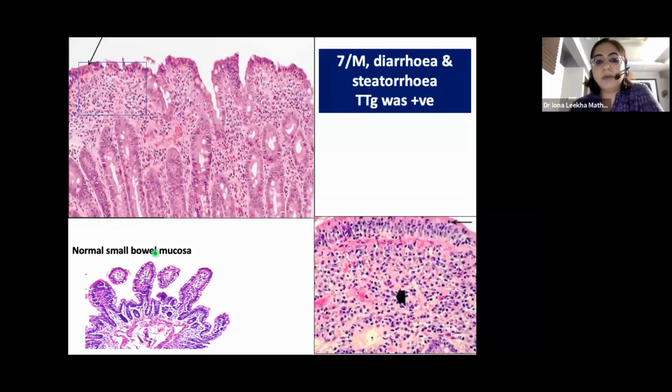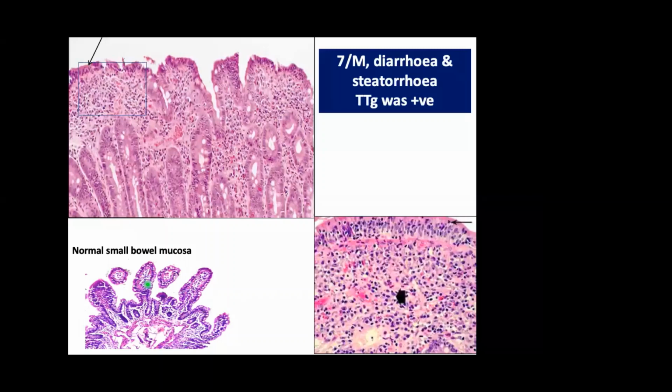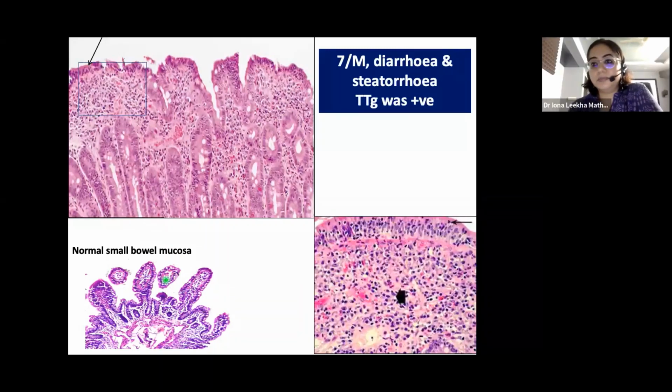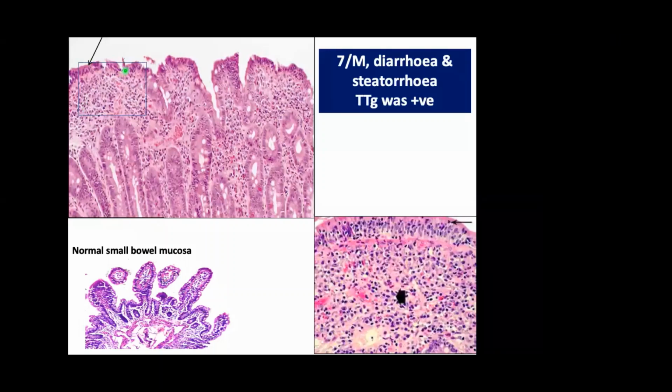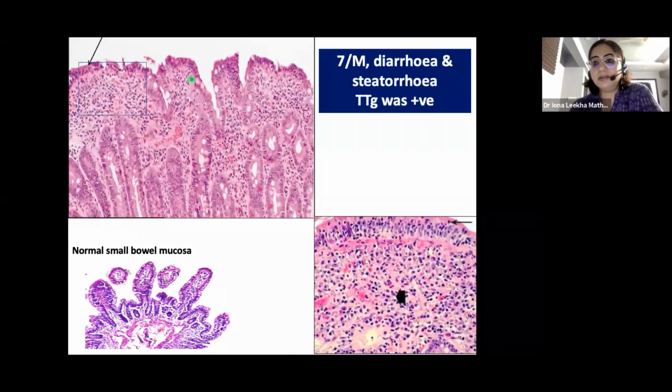This is a normal bowel. I've given this for comparison. This is normal, the left-hand corner. Anything here you see? So which is the one which is abnormal, the right lower one? Can I go ahead and describe, sir?